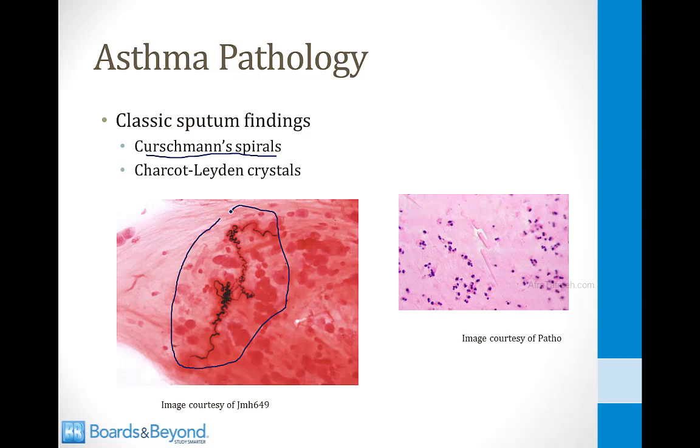These are epithelial cells that have shed and formed these whorls inside the mucus plug. You also often find eosinophils, and you sometimes find these crystal structures called Charcot-Leyden crystals, which are made up of eosinophil membrane proteins in patients who have asthma.